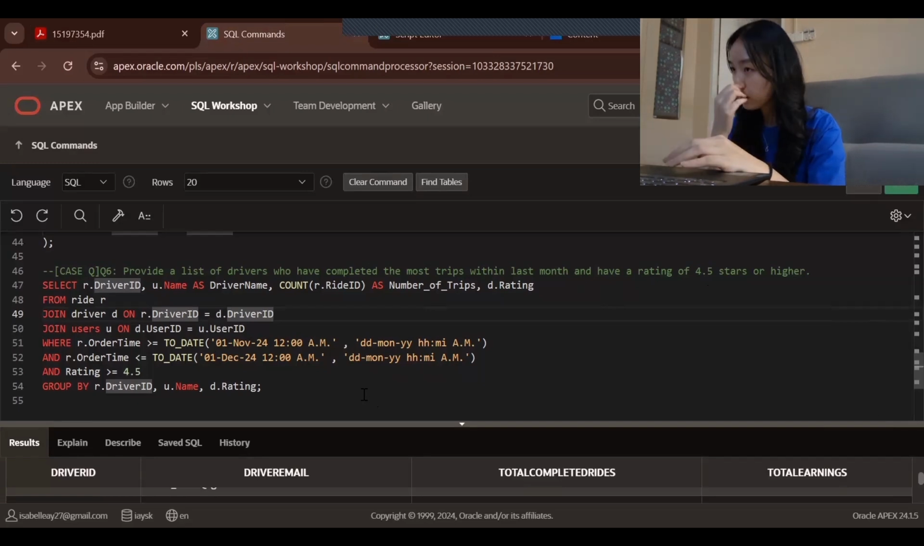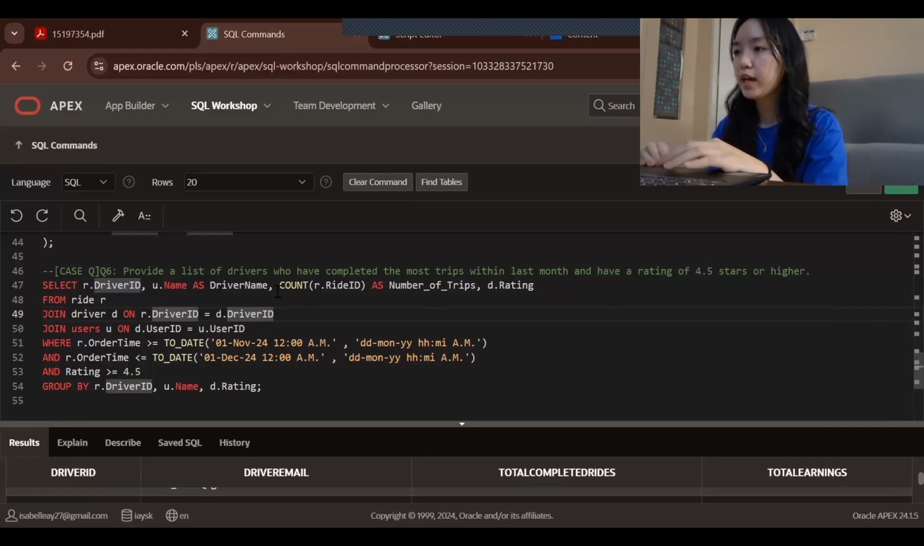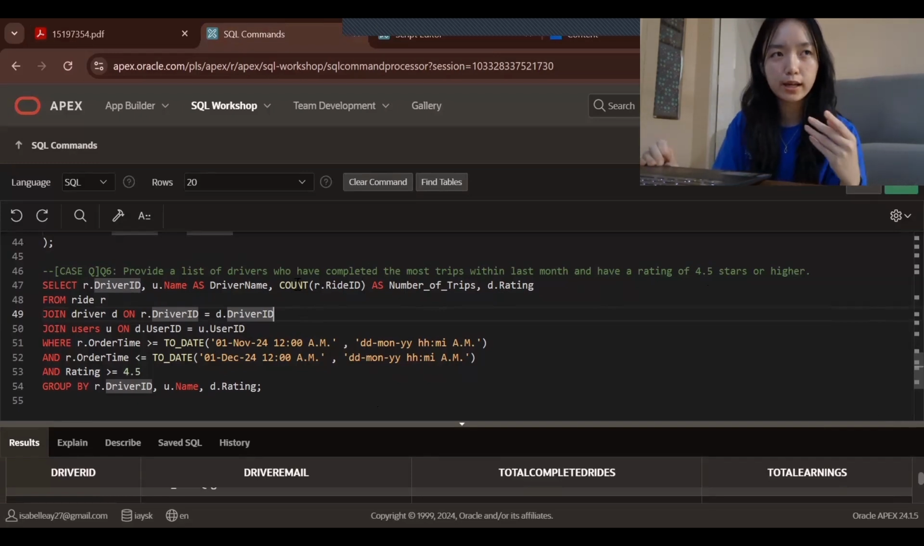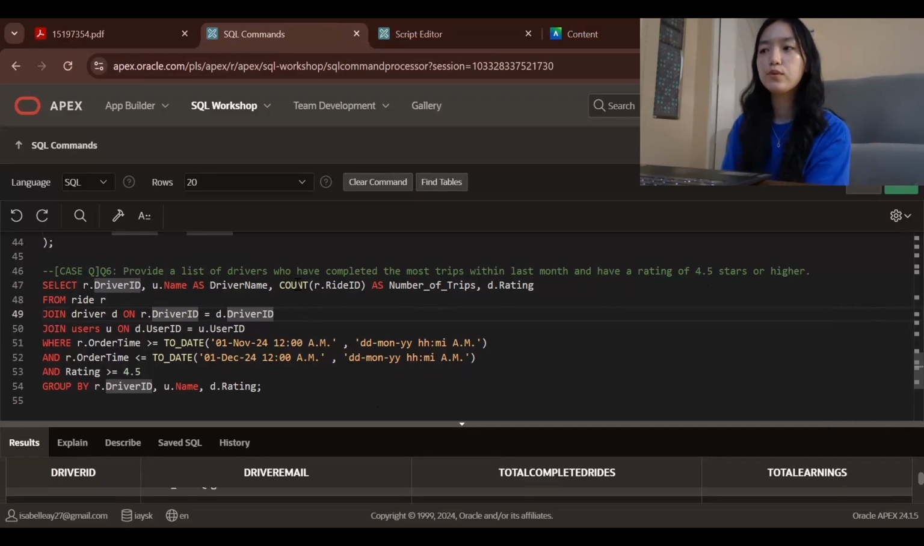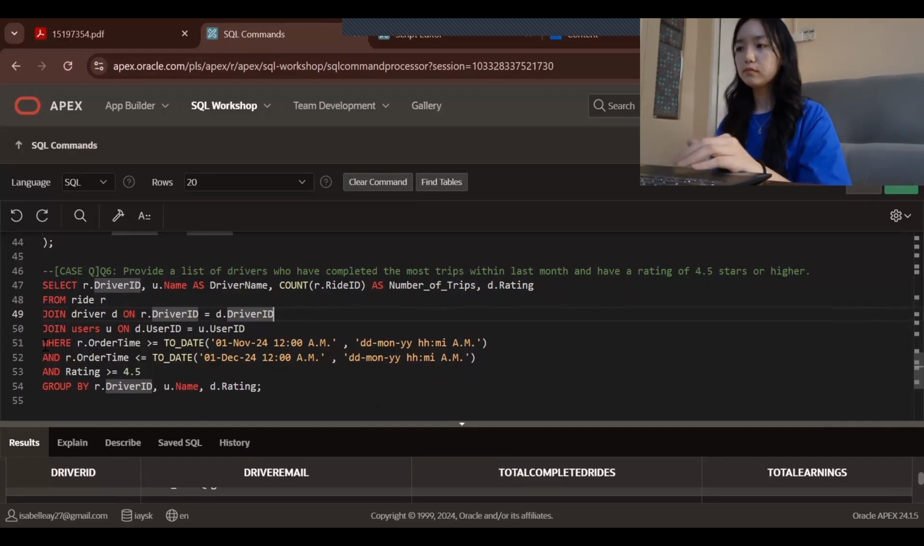So here we have the case question and the command that we wrote for it. So select driver ID, driver name from the driver info, and then for number of trips, we chose to do count ride ID because each ride gets its own ride ID. So 2 different rides will get 2 different ride IDs. So the logic seems pretty sound. We use that to calculate the number of trips, and then finally we have the rating.